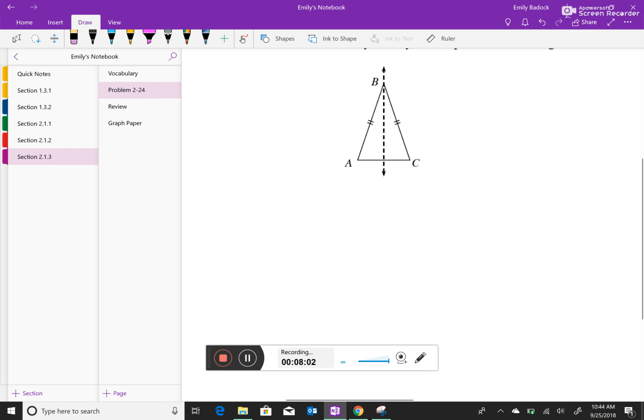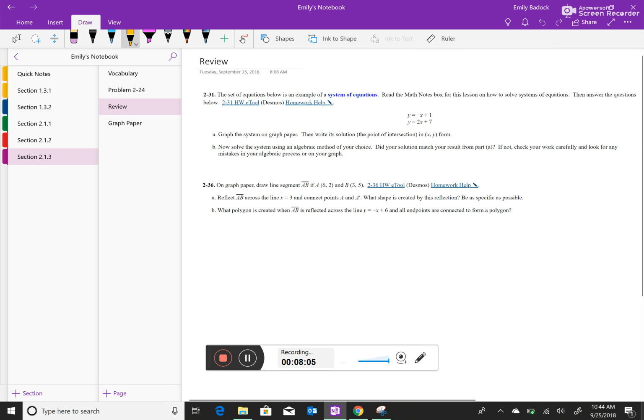Alrighty, so now we'll go into some review questions. These are questions that you would see on your homework, but we're just going to continue to review them through the video, so that on your exit ticket you have more of the relevant information you need. So if we're looking at question 2-31, it says a set of equations below is an example of a system of equations. If you don't remember what a system of equations is, go back and read your math notes. In those math notes, it talks about substitution, so you're substituting in a problem to solve the question. The first one says graph the system on graph paper, then write its solution. So we're going to start with that.